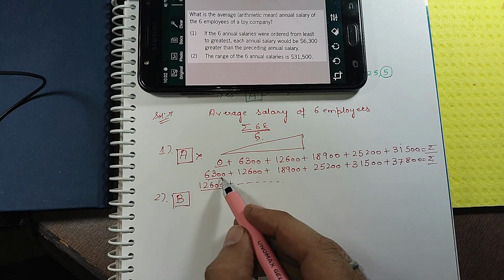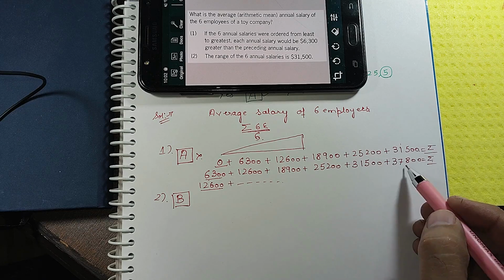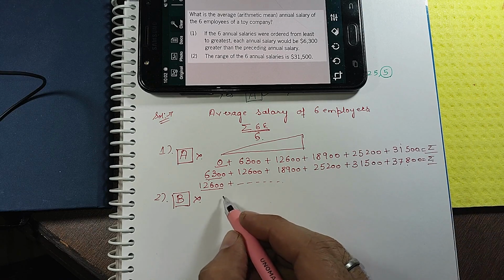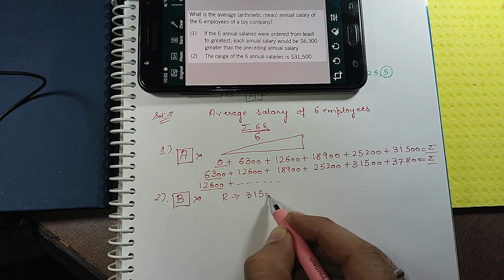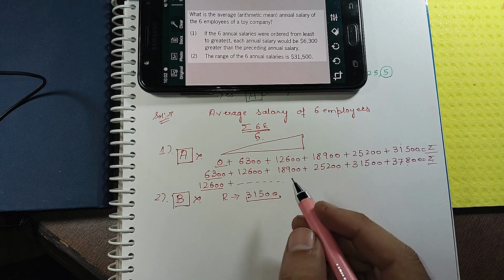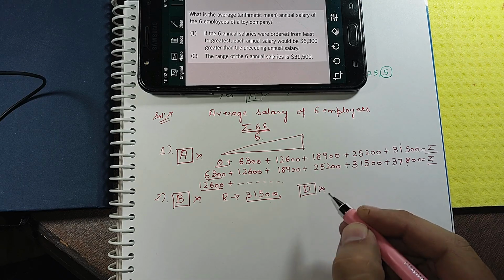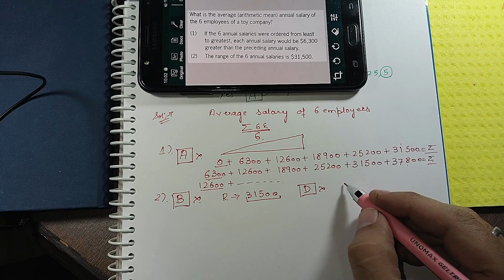If we assume that the salary of the first employee is 6,300 and the last one is 37,800, statement B just gives us the range, that is, the maximum an employee is earning, the least salary, and the difference between them. So that marks that statement B is also not sufficient to answer this question. Now moving to statement C.